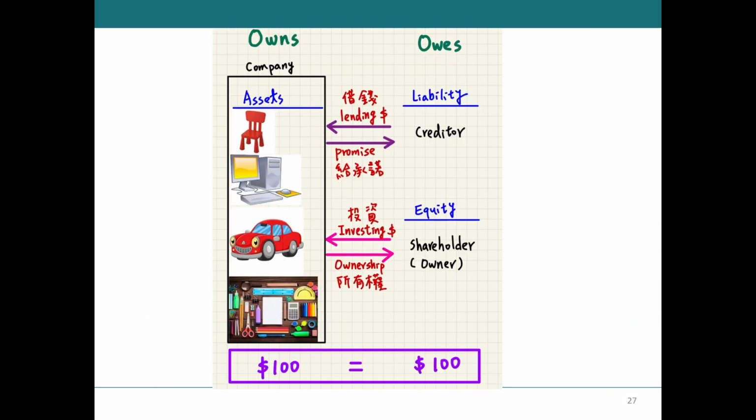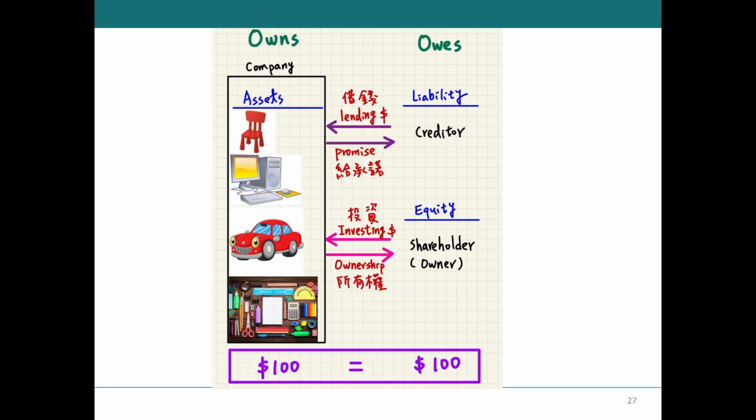For example, today you want to start up a new company. So start from zero, right? But still, you need some tables, some desks, some computers, some office, something to help your company do the business, right? So when you need something, chairs, computer, car, pencil, paper, scissors, anything, you need the money. So don't forget, first way is what?